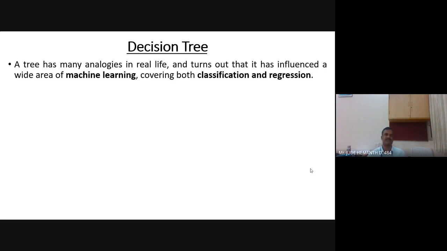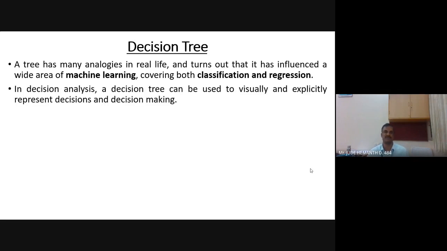So this concept of tree has attracted many engineers in this machine learning area, and they thought, can we do something on this concept of tree for our machine learning application? Specifically, this decision tree, the concept of tree, is used for both classification and regression applications. But we are going to focus it on the regression perception.